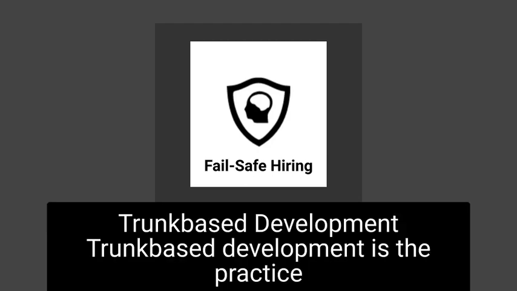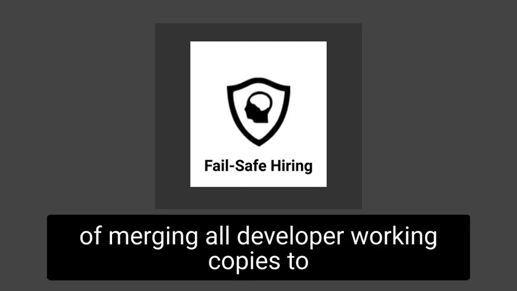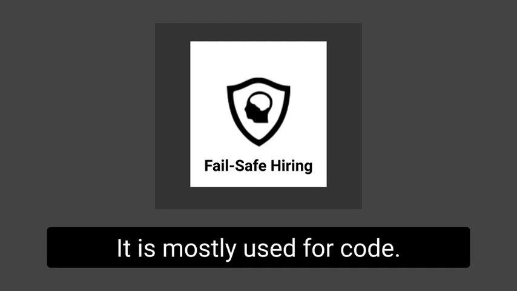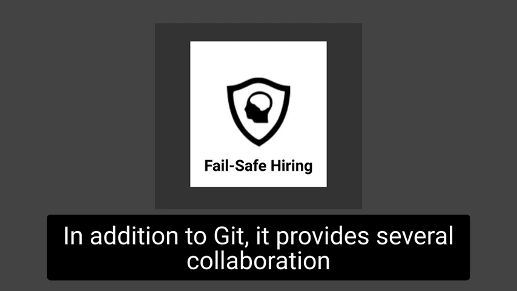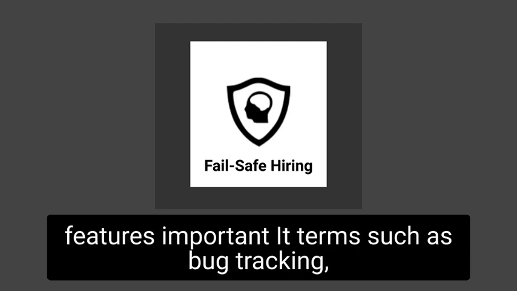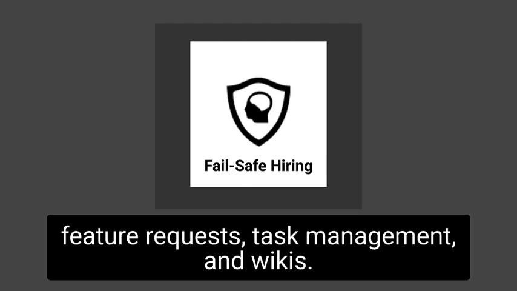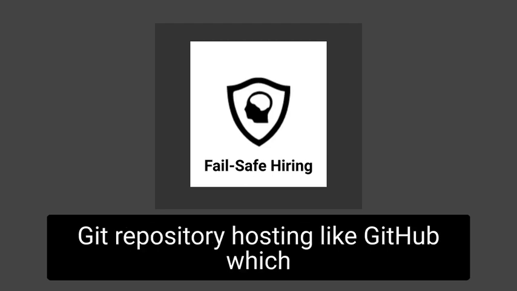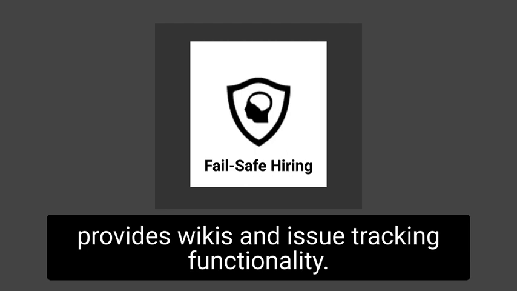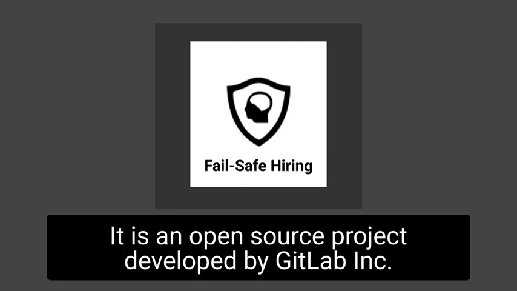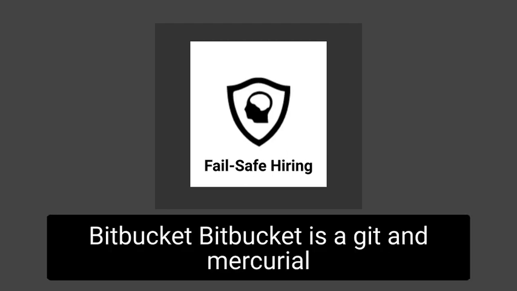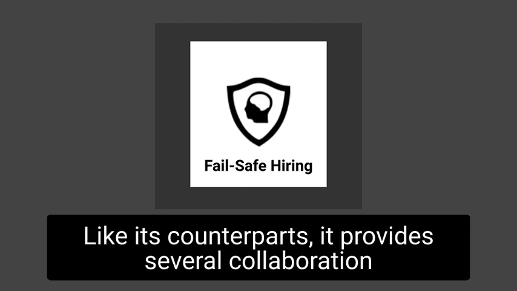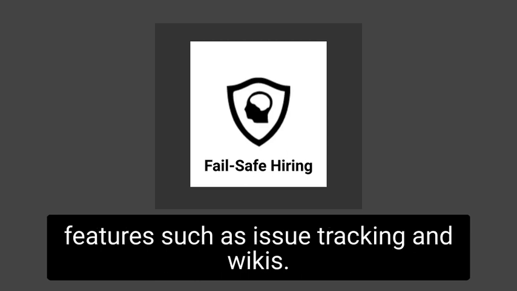Trunk-based development. Trunk-based development is the practice of merging all developer working copies to a shared mainline several times a day. GitHub. GitHub is a popular Git hosting service. It is mostly used for code. In addition to Git, it provides several collaboration features such as bug tracking, feature requests, task management, and wikis. Website, github.com. GitLab. GitLab is a Git repository host like GitHub, which provides wikis and issue tracking functionality. It is an open source project developed by GitLab Inc. Website, gitlab.com. Bitbucket. Bitbucket is a Git and Mercurial repository hosting service owned by Atlassian. Like its counterparts, it provides several collaboration features such as issue tracking and wikis.